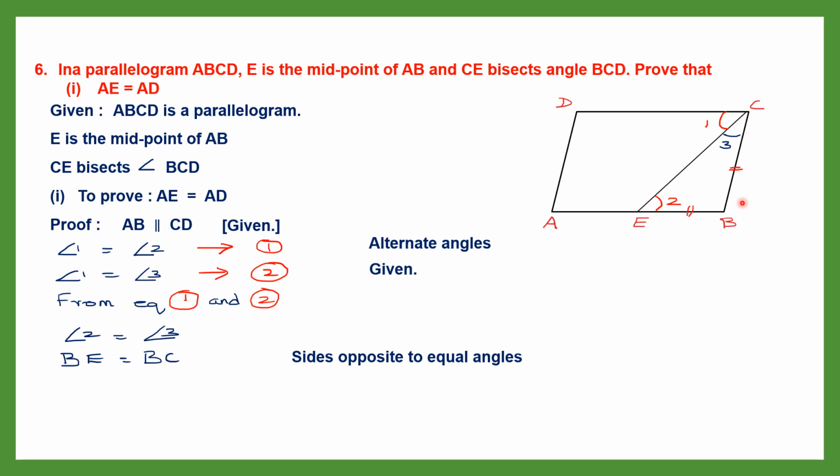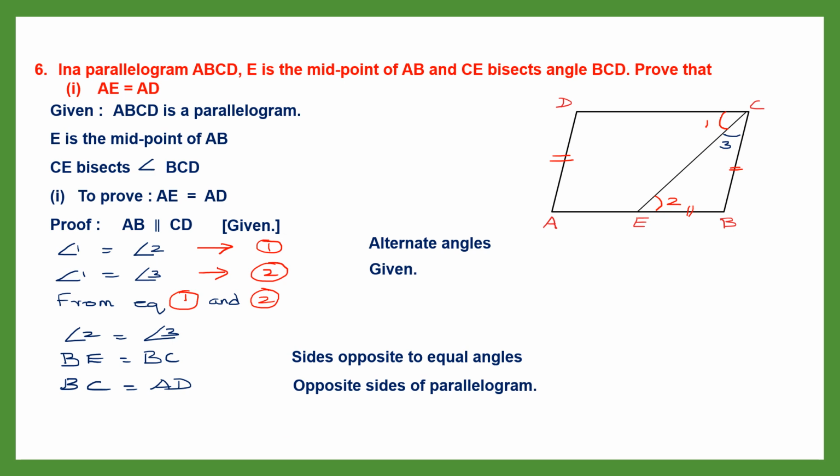So now we know that BC is equal to EB and we also know that BC is equal to AD. How do we know that? Because these are the sides of a parallelogram and the opposite sides of a parallelogram are equal. That means this is also equal. So now we have BC is equal to BE and BC is also equal to AD. So let's write that also. So BC is equal to AD. And what is the reason? Opposite sides of a parallelogram are equal.